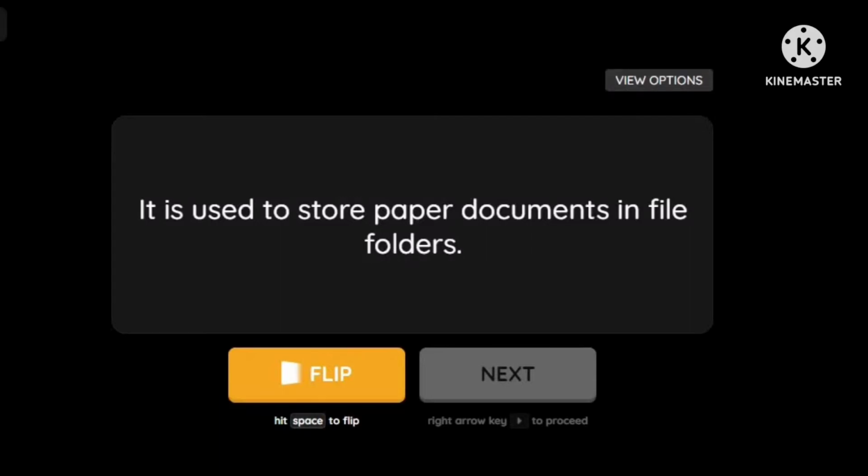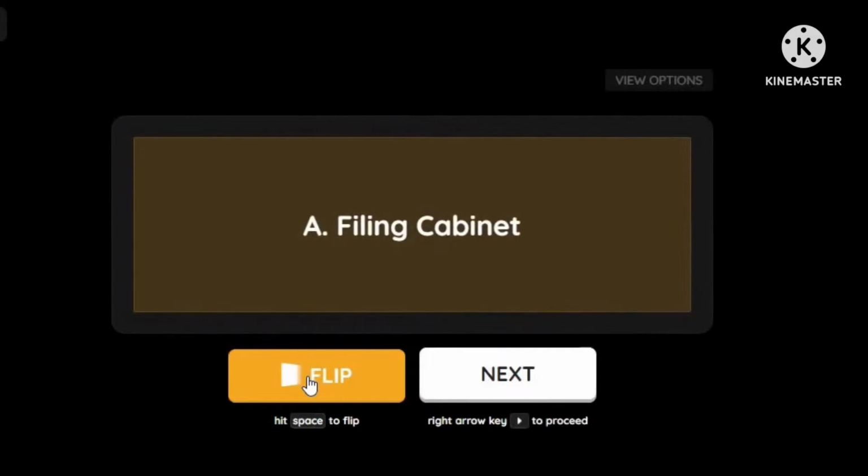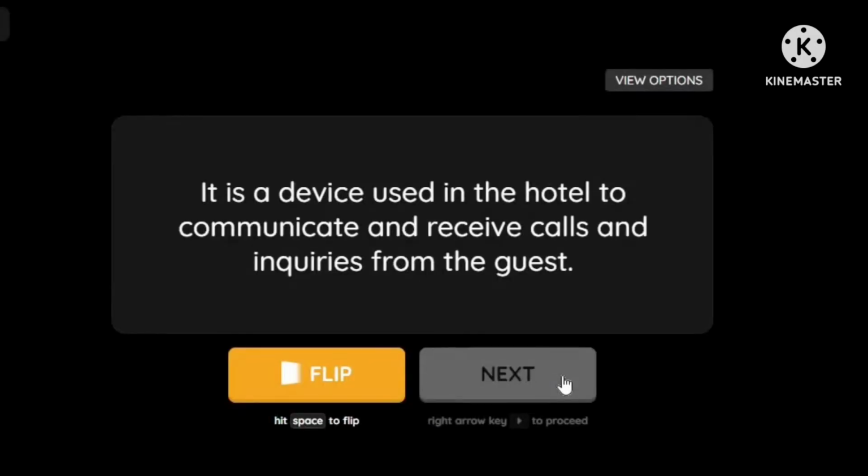Question number 1. It is used to store paper documents in file folders. A. Filing cabinet. B. Safety deposit box. C. Folio tray. Or D. Fax machine. What do you think is the correct answer? Very good. The correct answer is A. Filing cabinet.